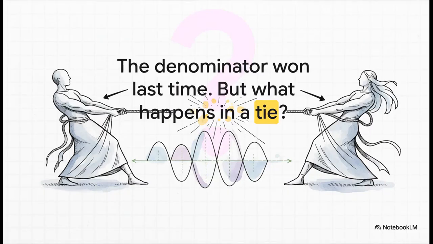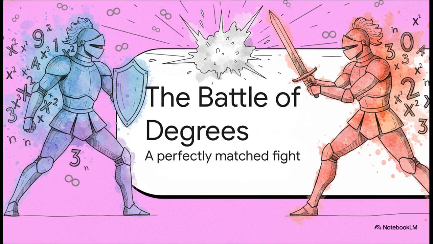Now, you might remember from our last explainer, we saw what happens when the denominator's degree is bigger. It just completely overpowers the numerator and smashes the function down to an asymptote of y equals 0. Easy peasy. But what happens when the powers are perfectly matched? Who wins then? And that's what we call the battle of degrees. Today's whole scenario is a stalemate.